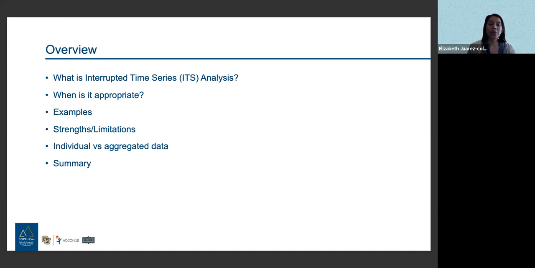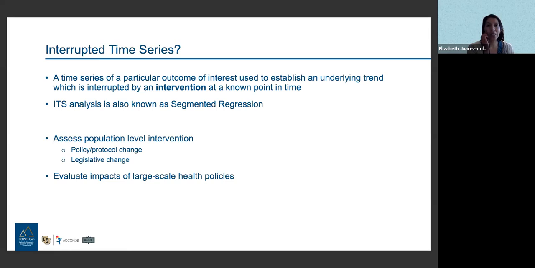We'll go through some examples. We'll talk about the strengths and the limitations of ITS analyses. We'll focus mostly on individual data, but we'll also talk about aggregated data analysis. And finally, we'll summarize what we've discussed today.